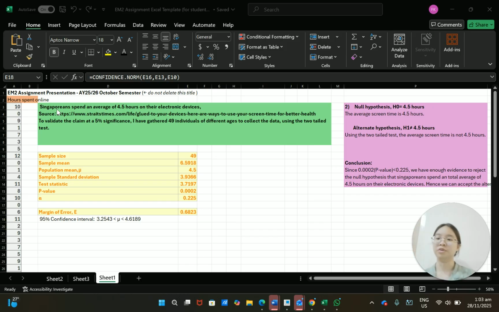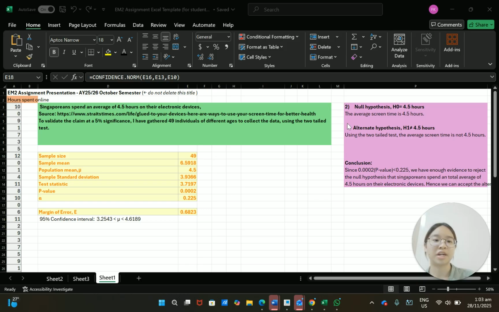So today I'll be doing a claim on how much time Singaporeans spend on their electronic devices. As shown here, it is 4.5 hours on average, taken from Straits Times. So to validate the claim at a 5% significance, I have gathered 49 individuals of different ages to collect the data, to include more diversity and collect more different values of my data, using the two-tailed test.